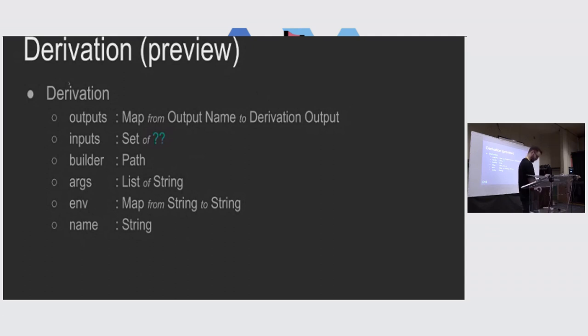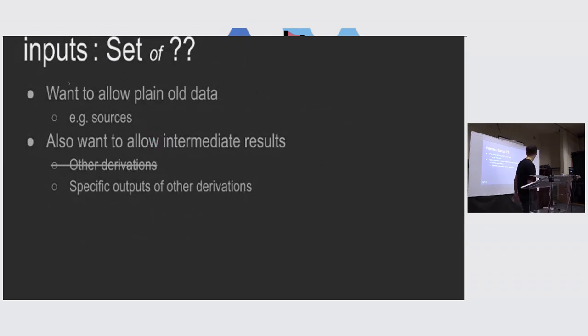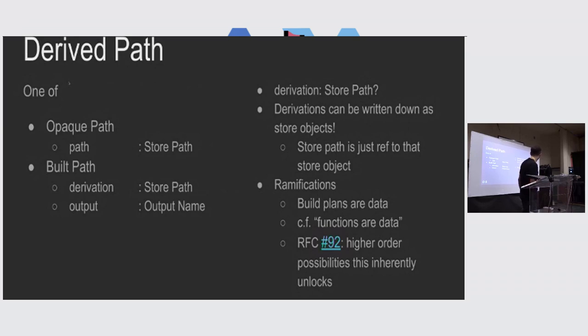I'll definitely lose myself. So because of this, we have these two things we want to both count as inputs. How should we do that? And the answer is, at least retroactively, this notion of a derived path, which is sort of the way to address everything we can have or potentially have after building in Nix. And the derived path is either an opaque path, which is just a store path, or it's one of these build paths, which is a pair of a store path representing the derivation and an output name.